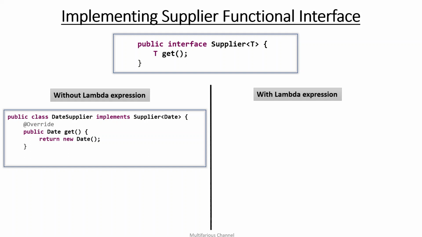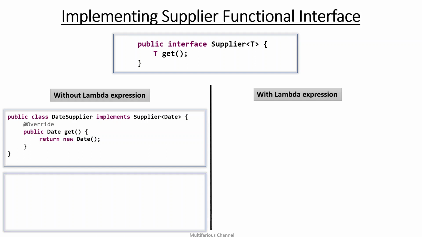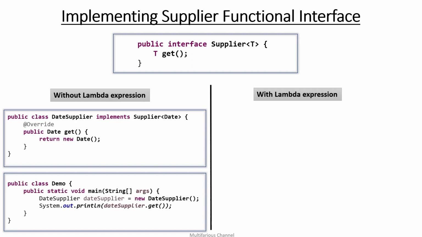So the next task would be to invoke this method. For this I'll write another class that will have a main method inside it. In that main method I will create an object of the DateSupplier class and will just call the method get to get the object of Date. So let me do that. We'll create a Demo class here, and in the Demo class I will be writing the main method. In this main method you can see that we have created the object of DateSupplier and with this object we are calling the get method, dateSupplier.get.